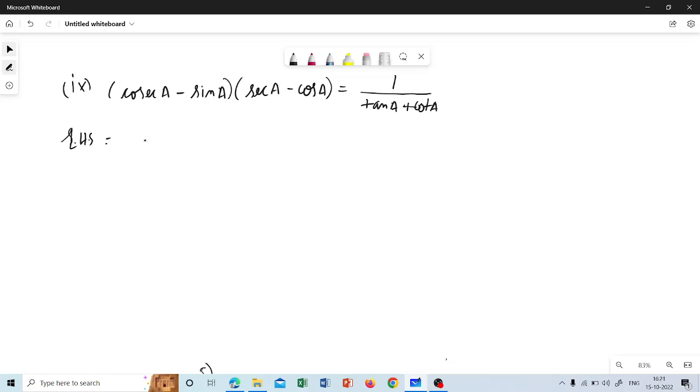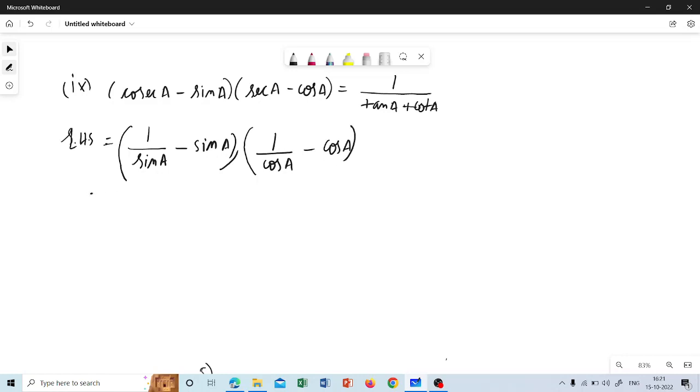LHS is equivalent to, I will start again, this time using a completely different method. In the previous method I told you there is no need to simplify in terms of sine and cos. Now I am taking a U-turn here. I will start by substituting cosec as 1 by sine a minus sine a, into 1 by cos a minus cos a.